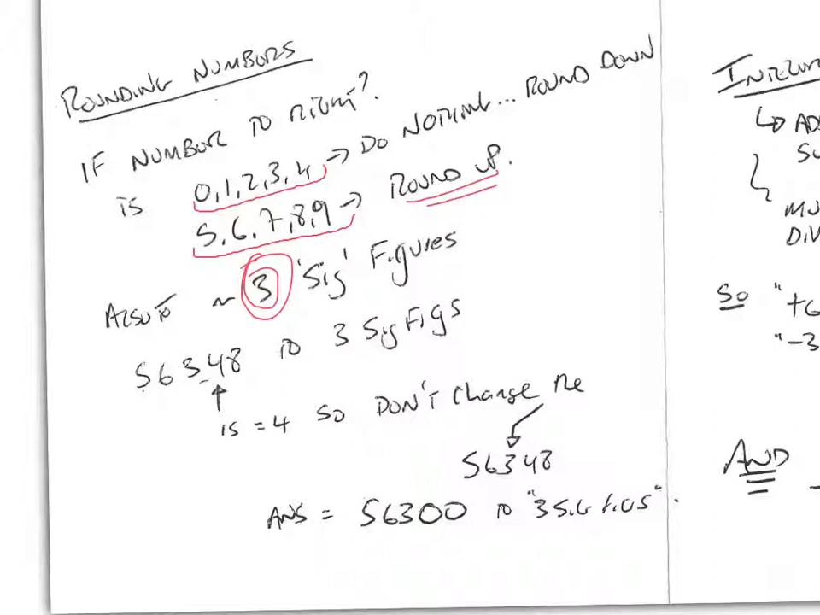So for example, 56,348, round that to 3 significant figures. Then we look at this fourth figure and we see what its value is. The 4 is one of our 0, 1, 2, 3, or 4 values, so that means we leave this alone. We do nothing to this 3, we leave it as is. So 56,348 rounded to 3 significant figures simply becomes 56,300. And that is 56,348 to 3 significant figures.